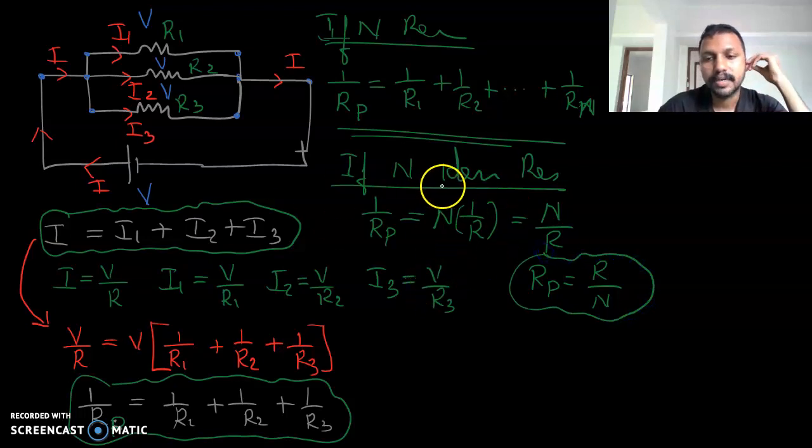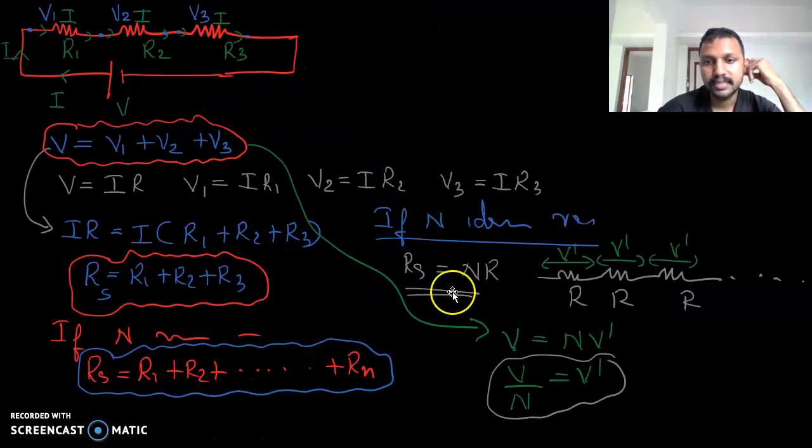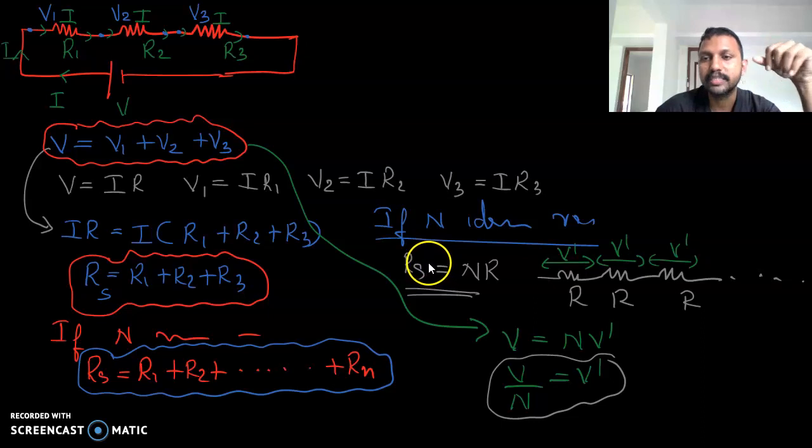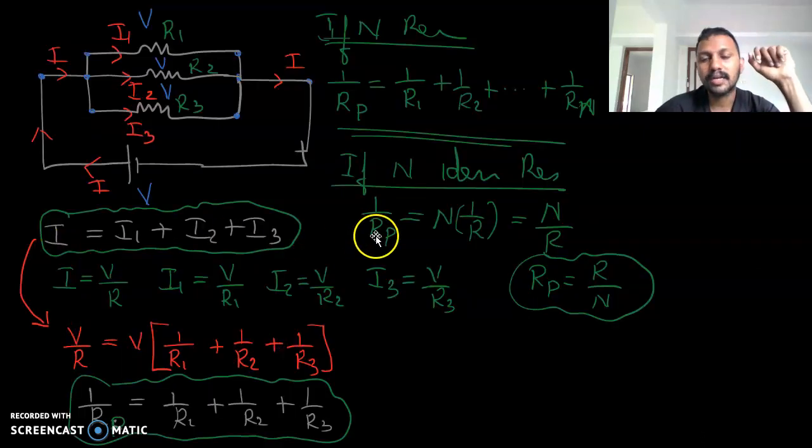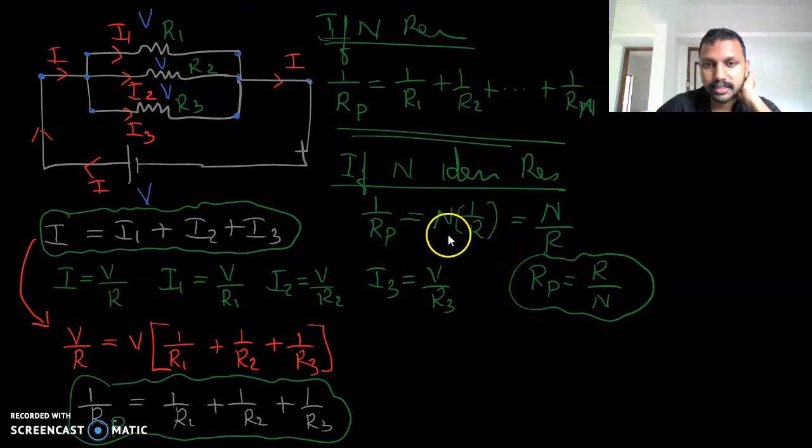And if you are comparing the series combination and parallel combination, you could clearly see that in series combination the total effective resistance is increasing. And in parallel combination, you could see the total resistance is decreasing. Okay, in series combination, the net effective resistance is increasing, and in parallel combination, it is decreasing.